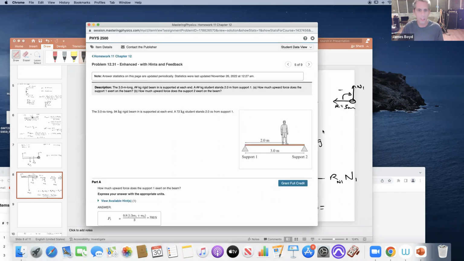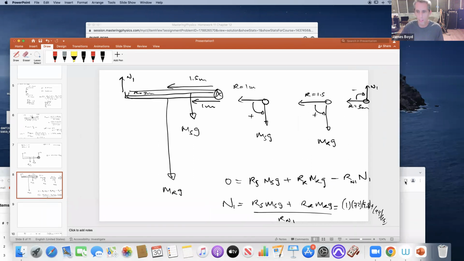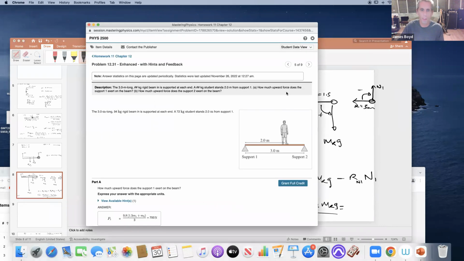My student is 72 kilograms. Yours is probably different. So this was 72 times 9.8 plus 94 for the rod, and it's 1.5 and it's also 9.8. And I know I'm running out of room here. Sorry. So times 9.8 and then divide this whole thing. I'm just going to rewrite it over here. So N1 is R, the student was 72 and 94.